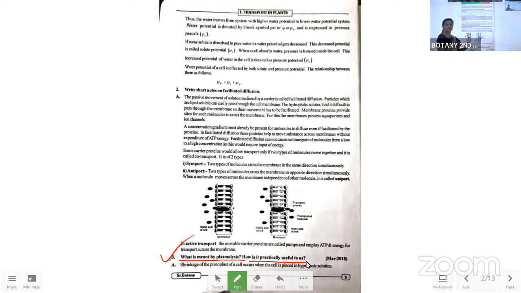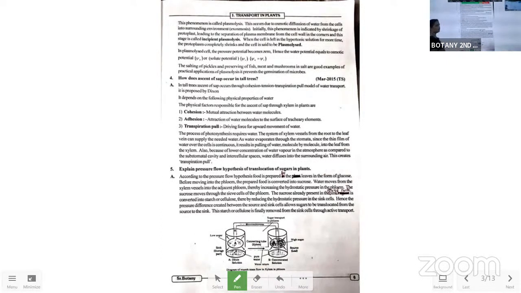And here, what is plasmolysis? Shrinkage of the protoplast of a cell that occurs when the cell is placed in a hypertonic solution. Shrinkage of the protoplast. Protoplast means the plasma membrane along with the cytoplasm, which starts shrinking.